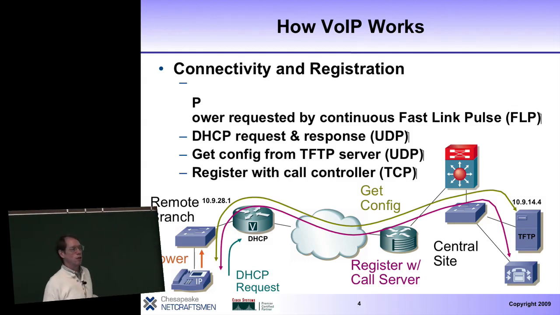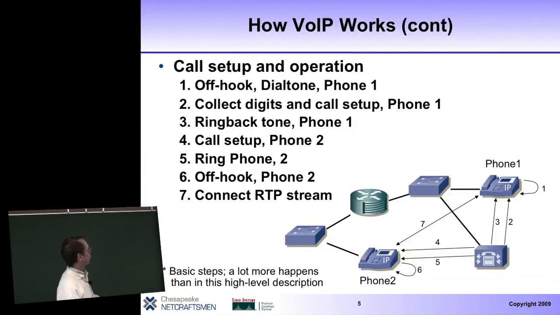Now we actually want to place a call. So let's talk about call setup and operation. Here we have step 1 out here. Somebody picks up the handset on the phone. It goes off hook. The call controller then is going to talk to the phone and pick up the digits somebody's dialing. So it's going to do the initial call setup at that point and provide a ringback tone. All it's doing is telling the phone to play back that audio file.